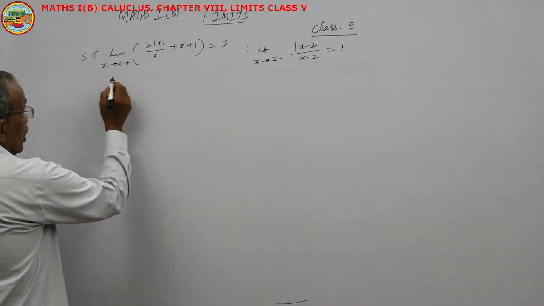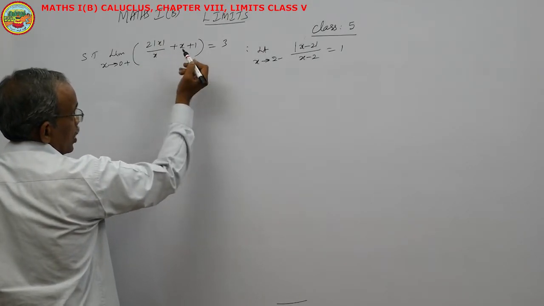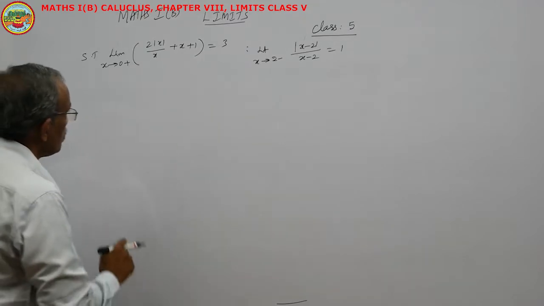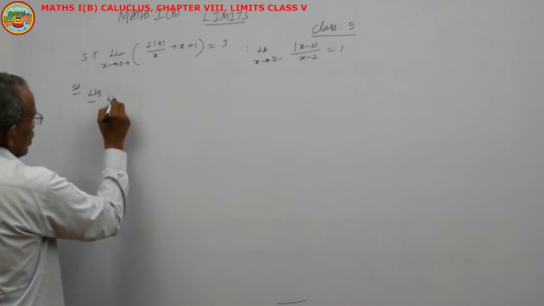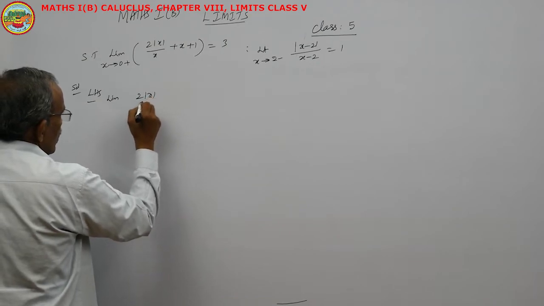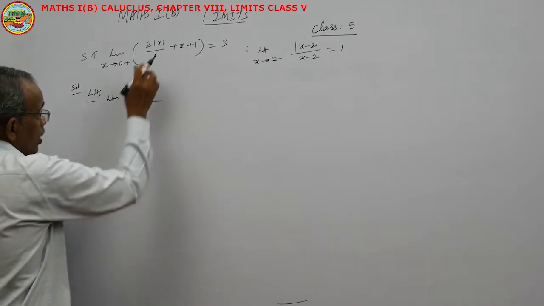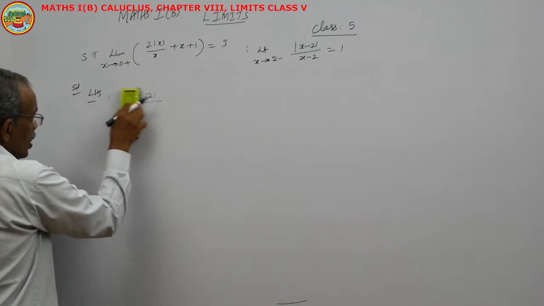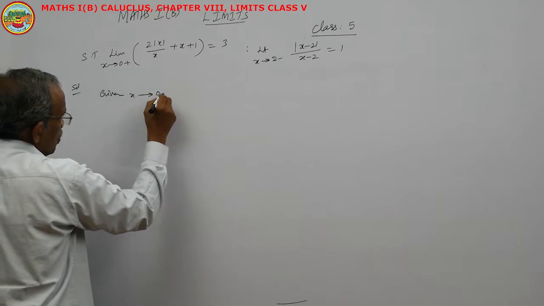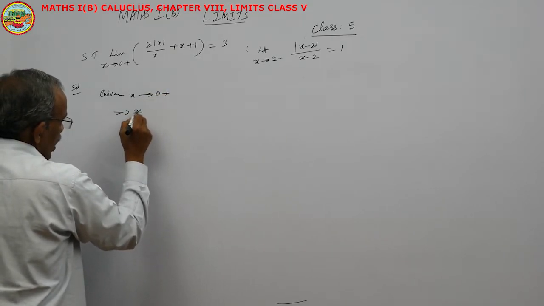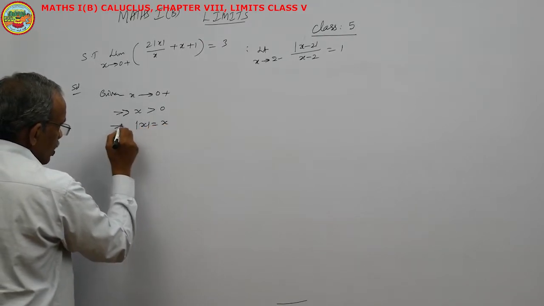First one, show that the limit of 2 mod x by x plus 1 as x tends to 0 plus is equal to 3. Here we take the LHS, the limit of 2 mod x by x. Here we have mod x. Given that x tends to 0 plus, that means x is greater than 0. That implies modulus x is equal to x.